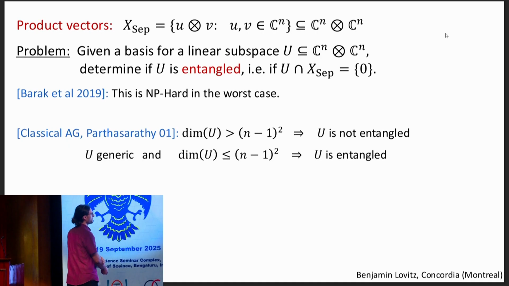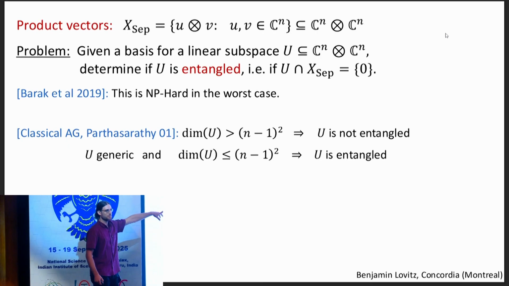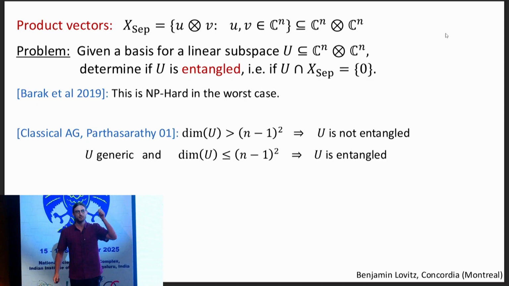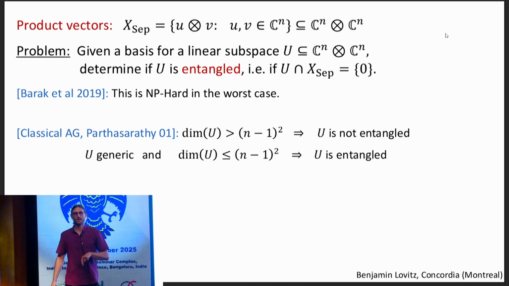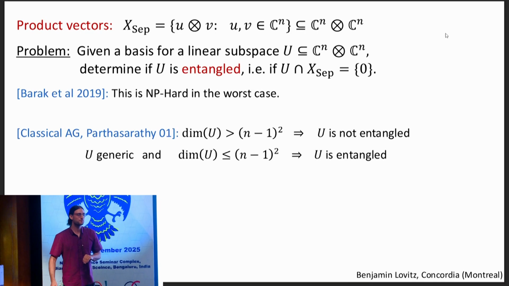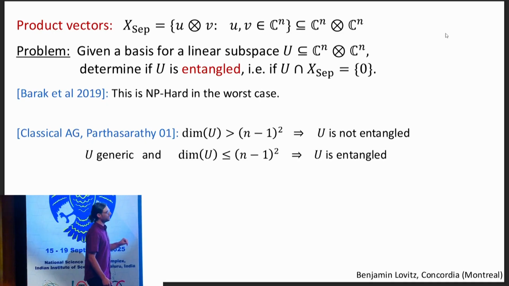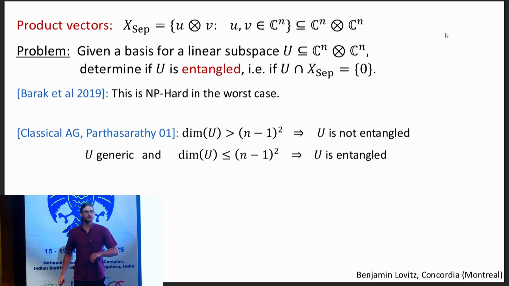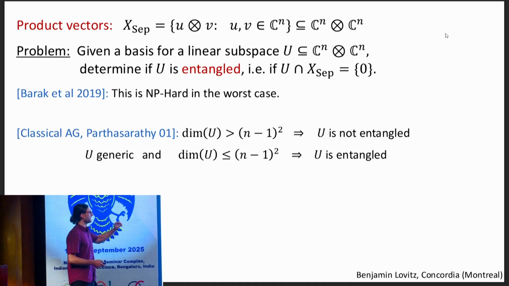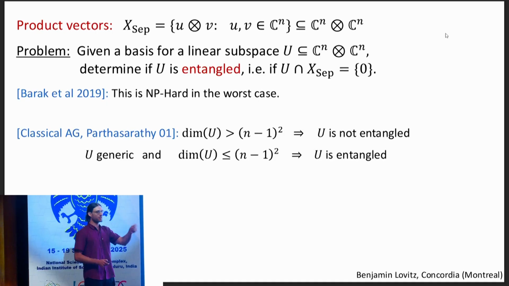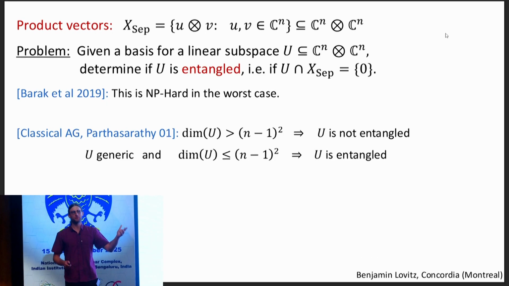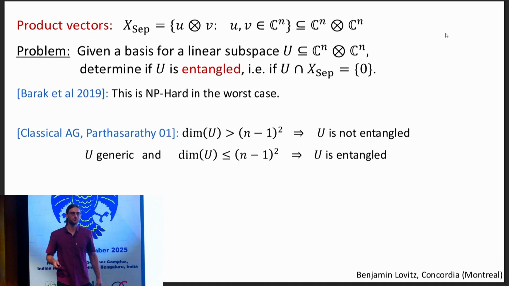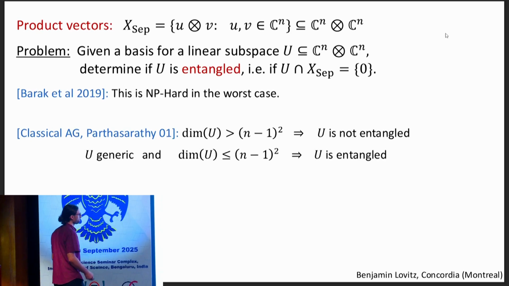In this regime, if you pick U generically, meaning that if you pick a basis for U at random according to the Haar measure, then with probability 1, U will be entangled. So when I say generic in this talk, I mean that: if you take a random basis, then with probability 1, the property I'm talking about will hold.